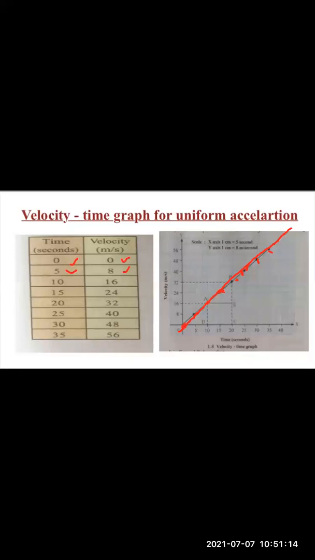Now also see that acceleration is nothing but change in velocity upon time. So if the velocity is varying uniformly, you can also say the acceleration has to be varying uniformly. This is the reason why we are writing over here velocity time graph for uniform acceleration.